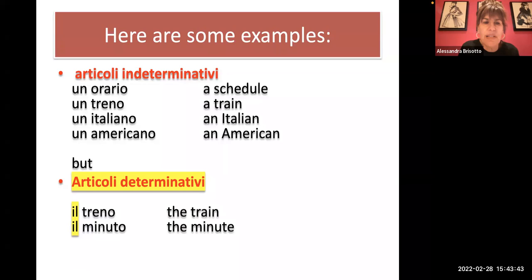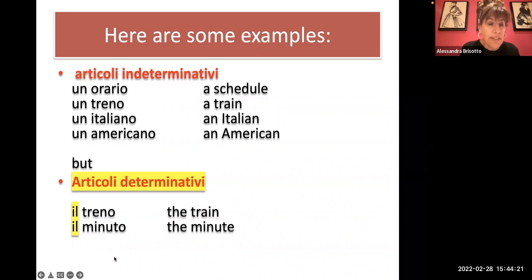Articoli indeterminativi. Un orario, a schedule. Un treno, a train. Un italiano, an Italian. Un americano, an American. So this un is your article a: a schedule, a train, an Italian, and an American. Here we have masculine nouns because they end with O. So we are talking about masculine articles, okay? Un orario, un treno, un italiano, un americano.